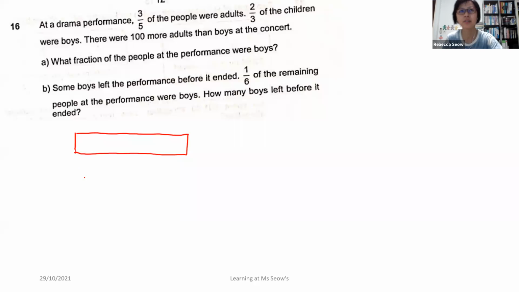Okay, so this is the model representing everyone, and because 3/5 of the people were adults, we know from the denominator 5 that there are 5 units of people altogether. So I'm going to draw 5 units and mark out 3 as adults. Adults I will put as A. Now the remaining 2/5 would belong to children, so I will mark out as C.